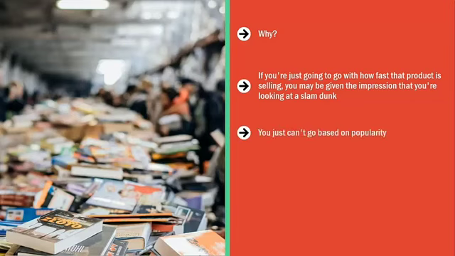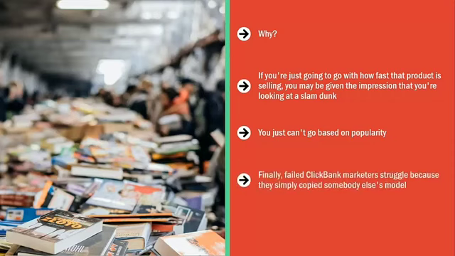You just can't go based on popularity. You have to look at the big picture. You have to consider other factors. Finally, failed Clickbank marketers struggle because they simply copied somebody else's model. Don't get me wrong, if you know what you're doing, copying somebody else's success can lead to your own success. I have no problems with copying. What I do have problems with is when you copy blindly. Unfortunately, this is precisely what these struggling or failed Clickbank marketers do.